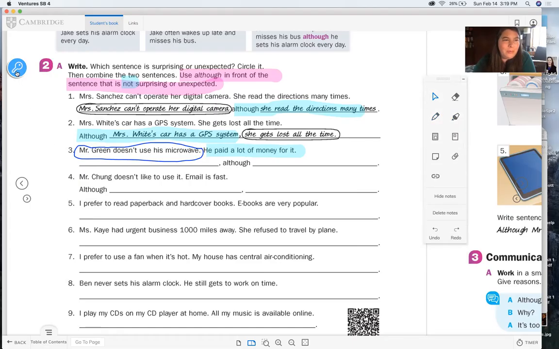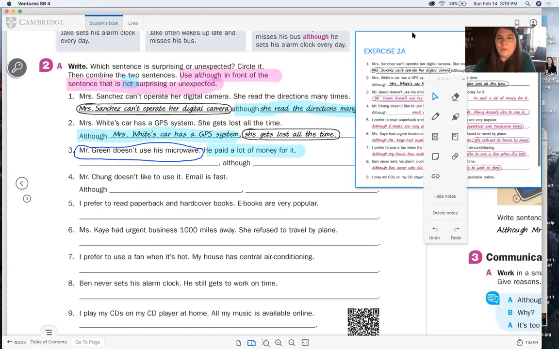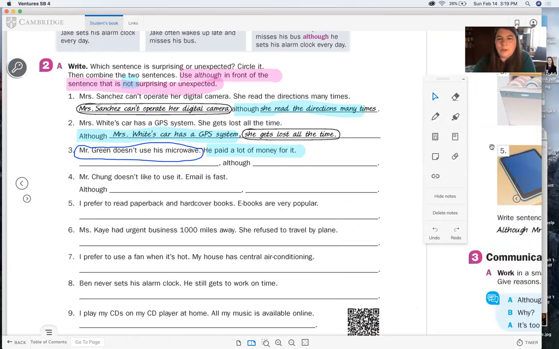So number 3 would be, let's see. Oh, hold on. I can't show you all the answers. Number 3 would be, although he paid a lot of money for it, Mr. Green doesn't use his microwave. Or Mr. Green doesn't use his microwave, although he paid a lot of money for it. Okay, so try 3 through 9 by yourself. I will show you the answers in a minute.